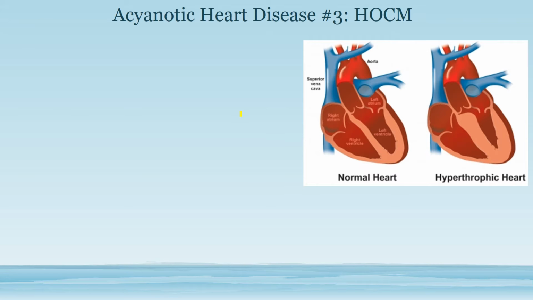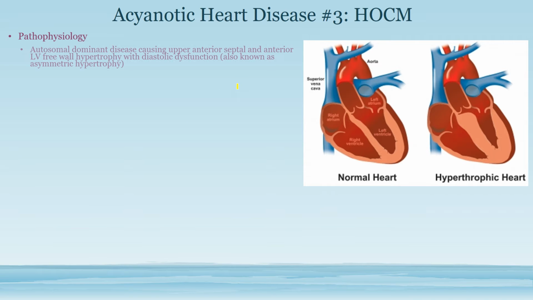We'll now move on to our third acyanotic heart disease, hypertrophic obstructive cardiomyopathy, or HOCM. Let's talk about what's going on here. The pathophysiology of HOCM is that you have an autosomal dominant disease that causes upper anterior septal and anterior left ventricular free wall hypertrophy. This is the left ventricular free wall that's anterior, and this is the upper septum.